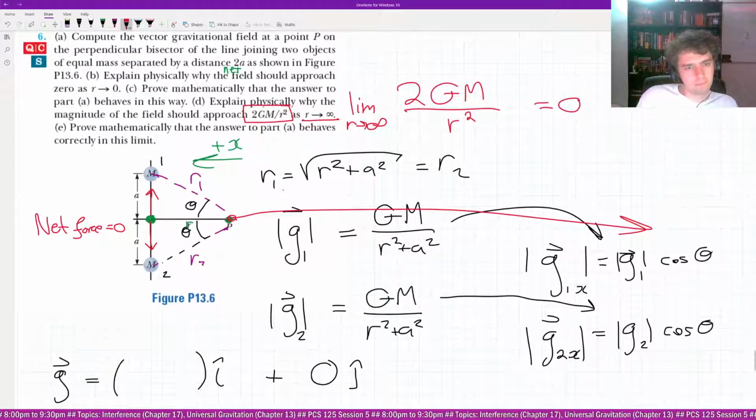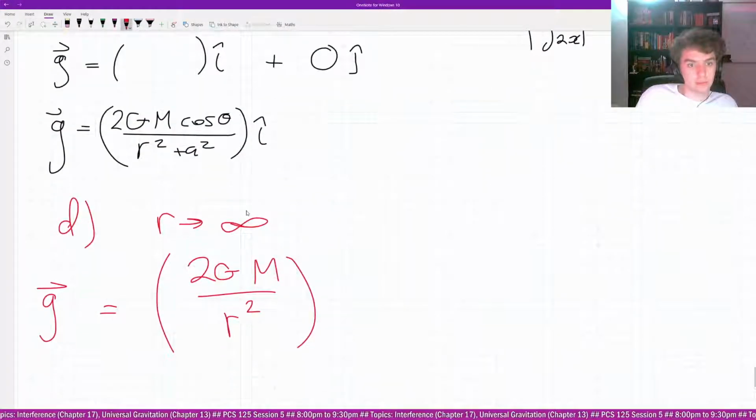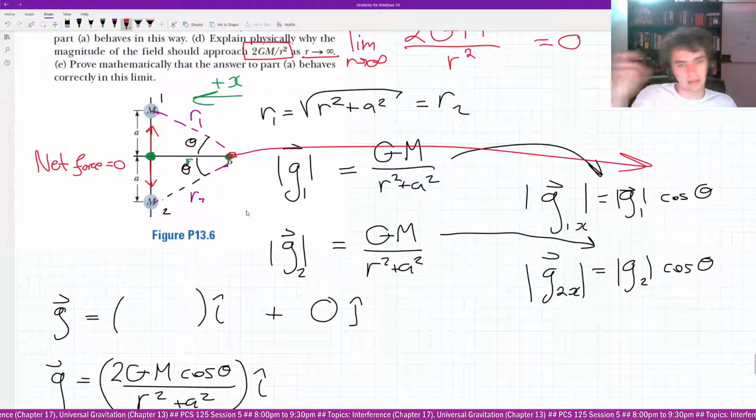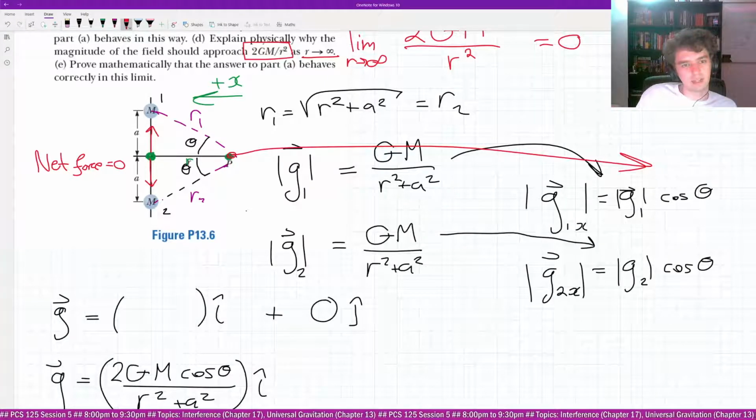Oh, is it because the a becomes negligible? Yeah, the a becomes negligible, exactly. Because again, imagine pulling that point P infinitely to the side. It doesn't really change much if they're a apart or if they're 0 apart. If a is 0, it doesn't really change anything. So, yeah, a becomes negligible.